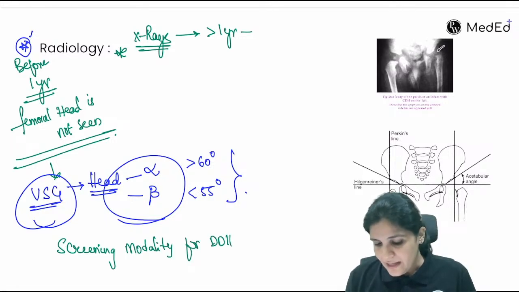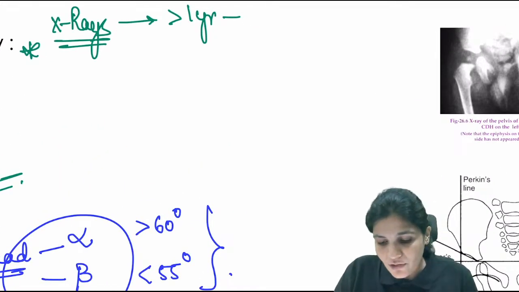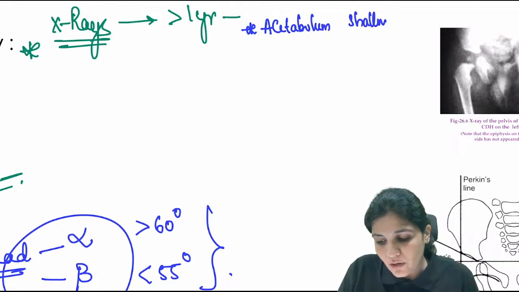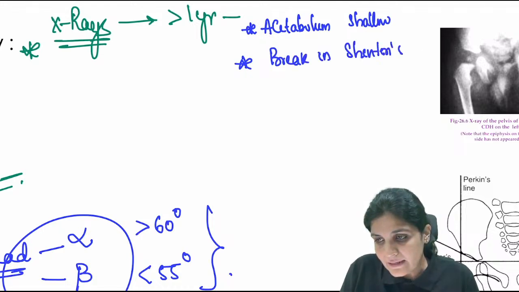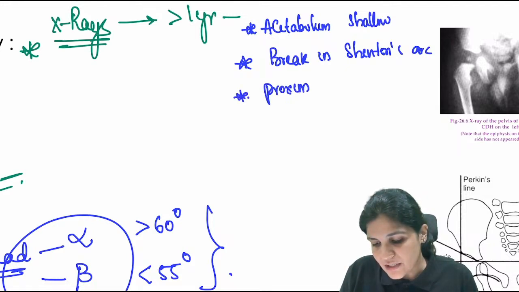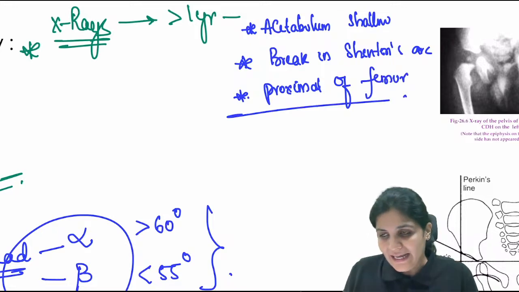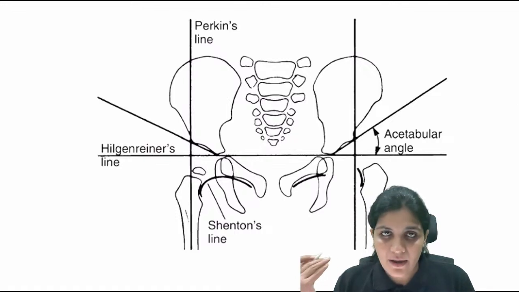Fine. And then you go for x-ray after 1 year, and on the x-ray you again see that the acetabulum is shallow, or there is a break in Shenton's arc, right? And then you will see proximal migration of the femur. And now you can draw certain lines on the x-rays to show that the head is not in its position.